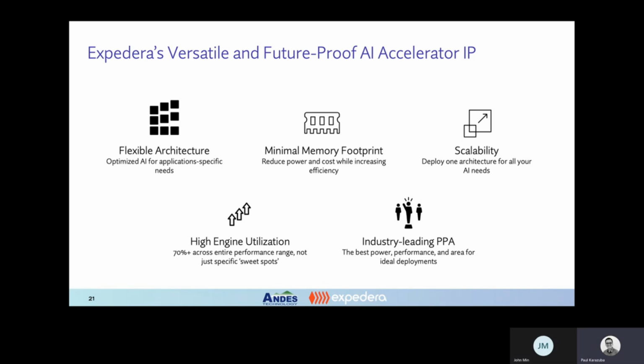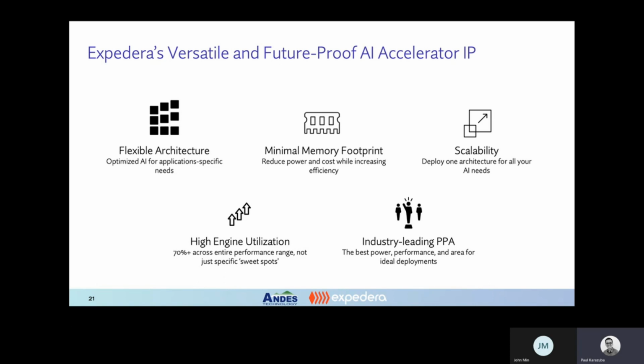Expedera's architecture is extremely flexible. Our AI can be optimized for application-specific needs, whether it would be a doorbell or a car, the two examples that I gave you. The minimal memory footprint. We require very few, if any, reads and writes to external memory, depending on the particular configuration. Obviously, this is going to reduce your power and your costs while increasing efficiency.